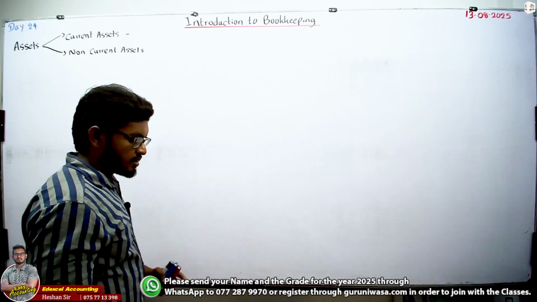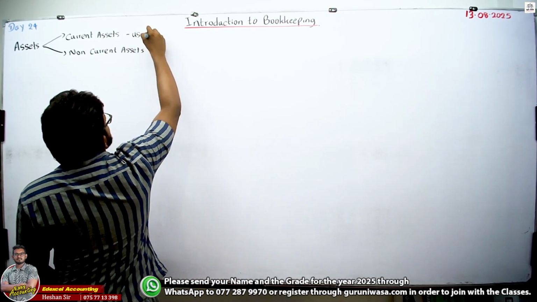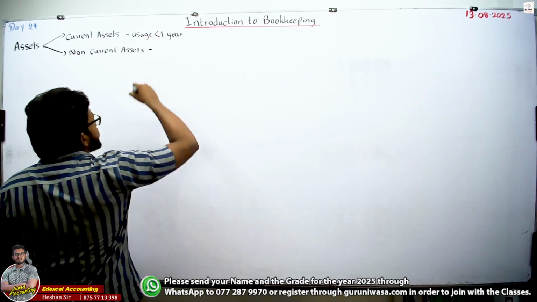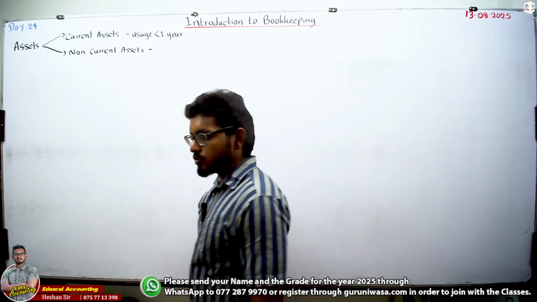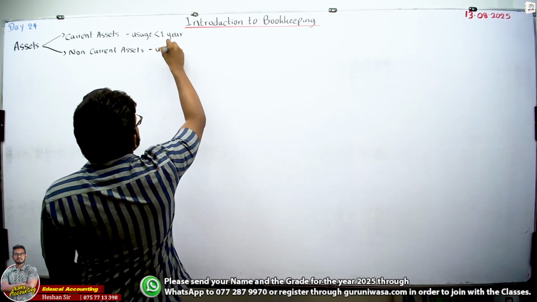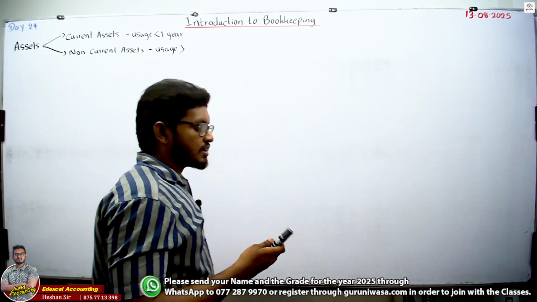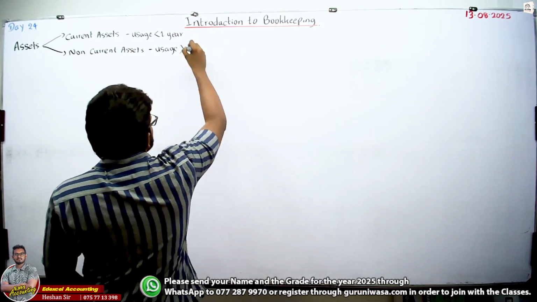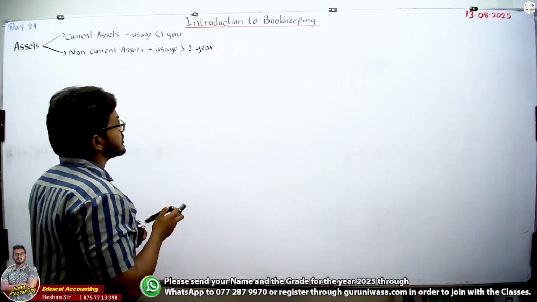Simply, usage is less than 1 year. Non-current means assets which we expect to use for more than 12 months, for a longer period of time. There is no intention to resell, but we can resell if we need to. But with non-current assets, our expectation is usage of more than 1 year.